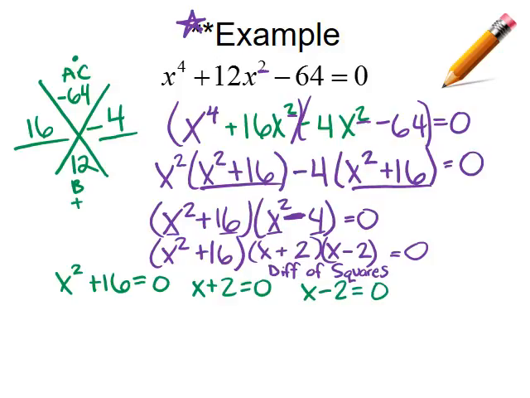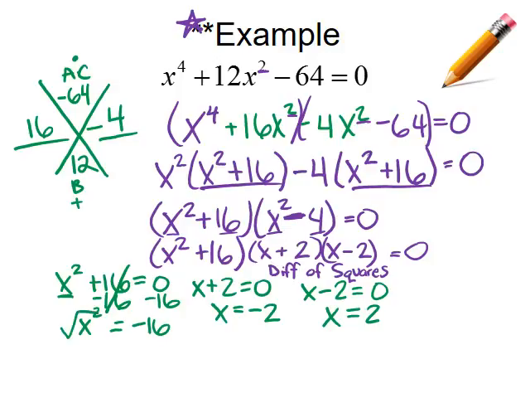Let's take care of the easy ones first. Here I end up with x equals negative 2, and here I end up with x equals 2. Now over here, I want to isolate the x. I'm going to subtract 16 from both sides. I'm left with x squared equals negative 16.